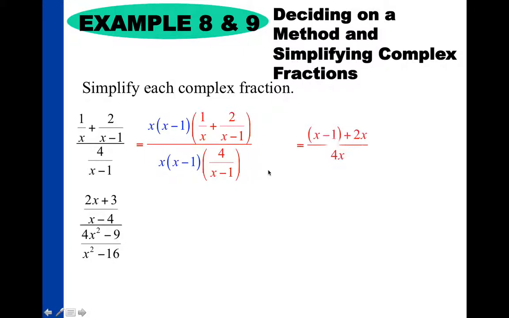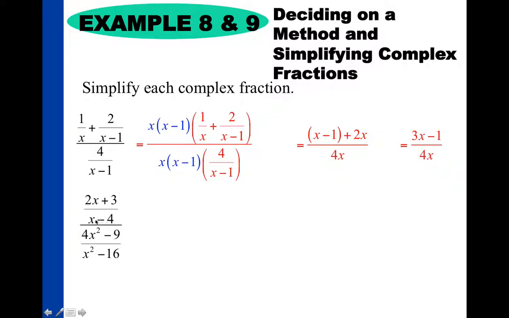So now I distribute through and clean it up. Now I clean up a little bit here. X minus 1 plus 2x. So I have an x plus 2x is a 3x and a minus 1. And nothing I can do. Do not cross off x's. That's it. Can't factor anything.